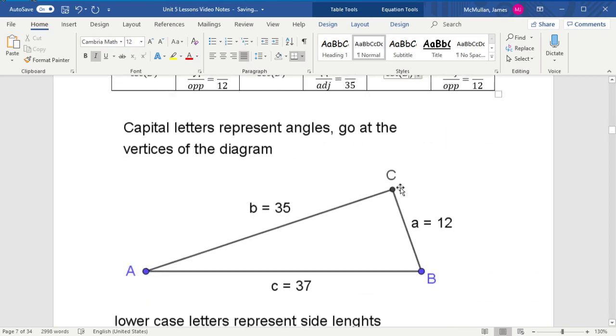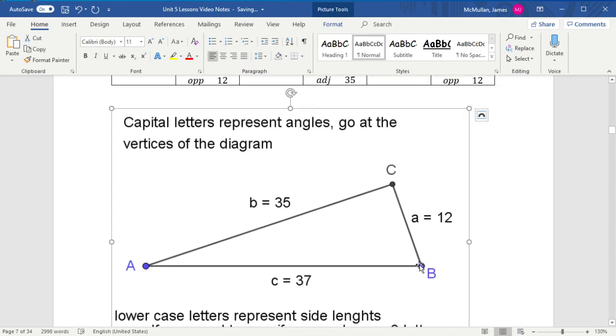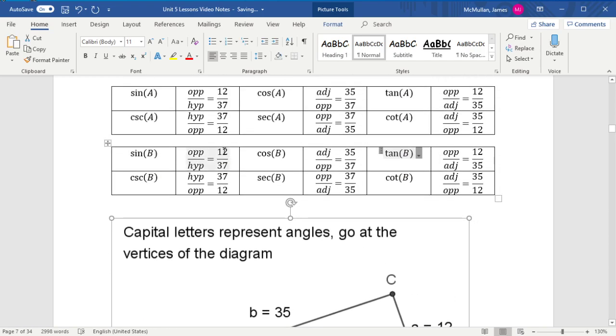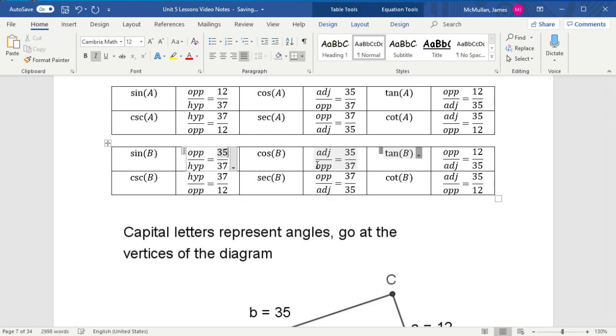And what would change? So now when I'm looking from the perspective of B, the opposite is now 35, and the hypotenuse is still 37, and the adjacent is now 12. So how would that change everything? Well, my sine would become 35 over 37, and my cos would become 12 over 37.